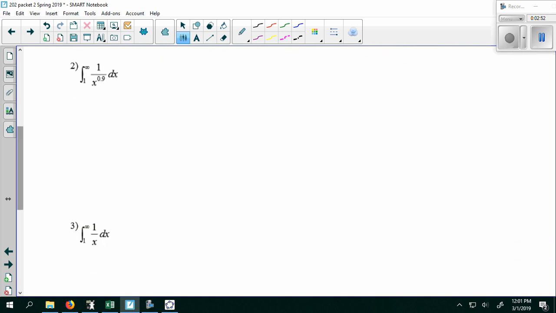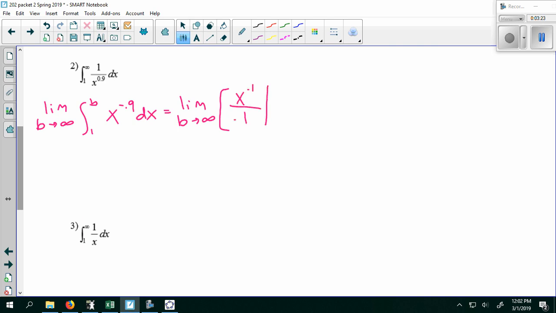Number 2. Similar setup. I'm going to go from 1 to b instead of from 1 to infinity and take the limit as b goes to infinity. I'm going to rewrite 1 over x to the 0.9 as x to the negative 0.9 dx. And now I'm going to take the antiderivative. So I'm just copying down the limit as b goes to infinity, the antiderivative of x to the negative 0.9. So I'm going to add 1 to the exponent, and I get x to the 0.1 divided by the new exponent, evaluated from 1 to b.